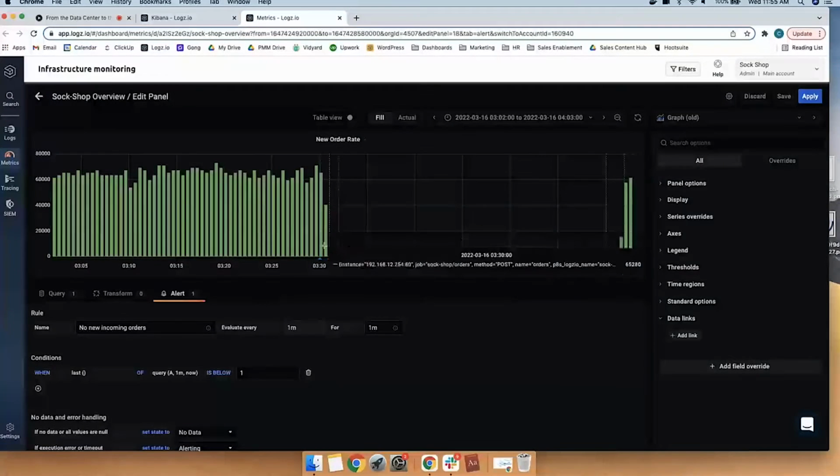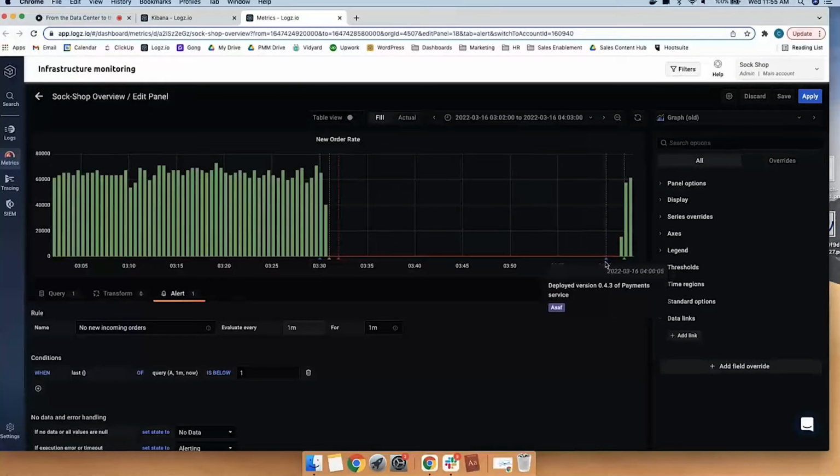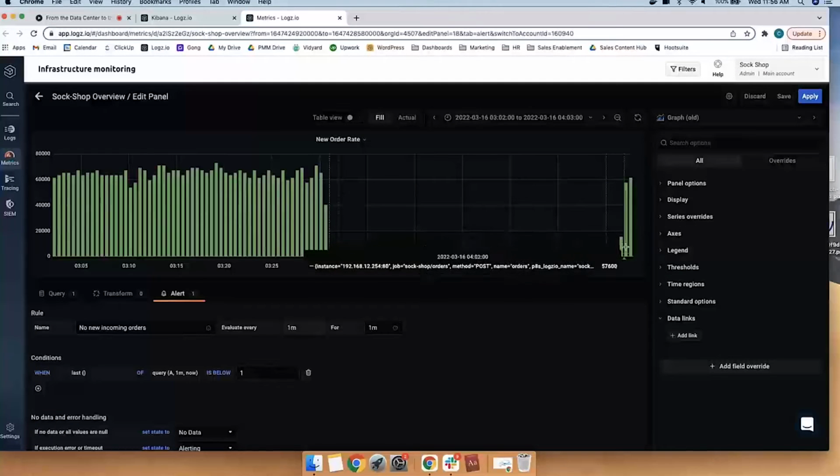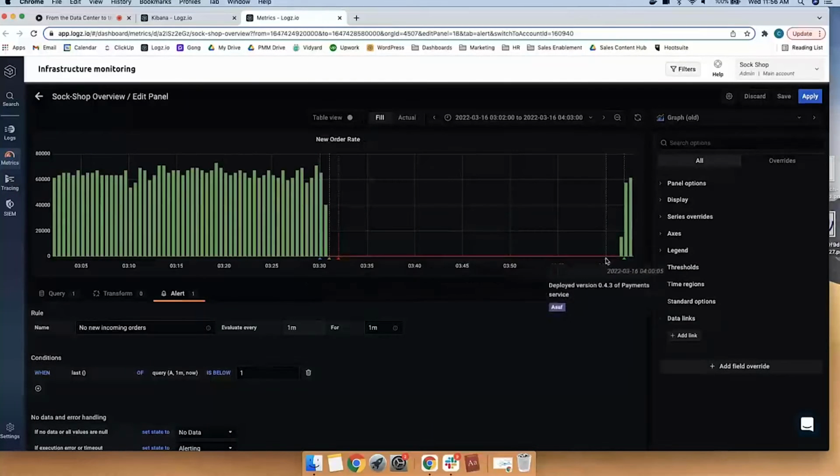This is how long it took to troubleshoot. We can see that our friend Asaf deployed the previous version of the payment service, 0.4.3. And after that happened, new orders started coming in again. And we knew to direct Asaf there because we knew the root cause of the problem, which is that payment gateway. And so that is how you troubleshoot with Logs.io.